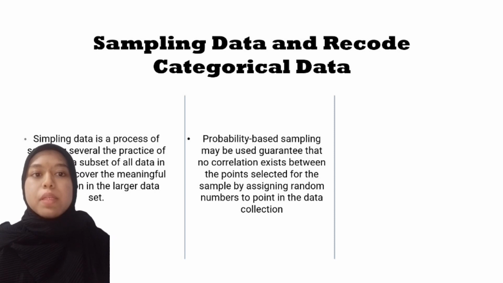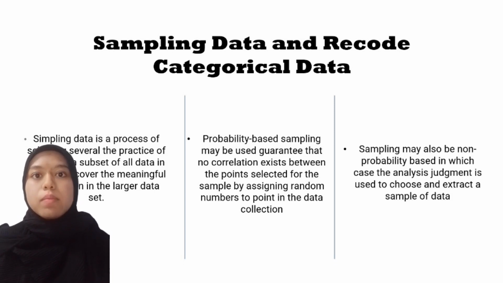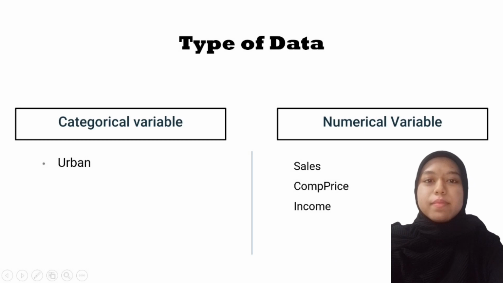Second, probability-based sampling may be used to guarantee that no correlations exist between the points selected for the sample, by adding random numbers to the points in the data collection. Third, sampling may also be non-probability based, in which case the analyst's judgment is used to choose and extract a sample of data. There are two types of data.